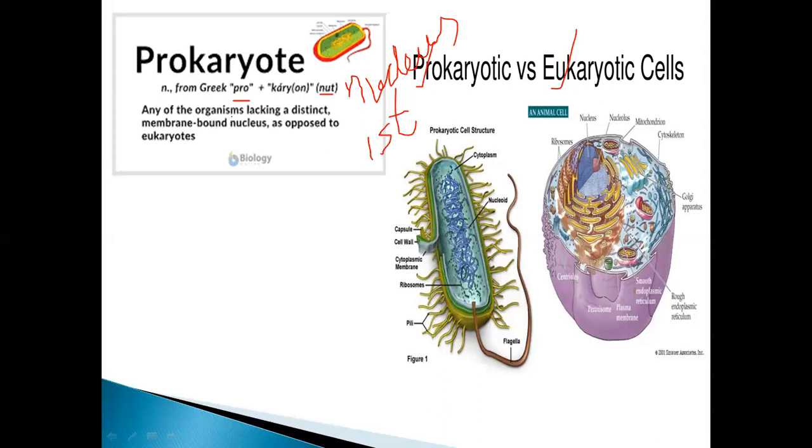So any organism lacking a distinct membrane-bound nucleus, as opposed to eukaryotes, means that it is different from eukaryotes. Pro means first, karyon means nucleus. So it means these organisms arise before the origin of the nucleus. They do not have a proper nucleus and their DNA is floating in the whole cytoplasm.